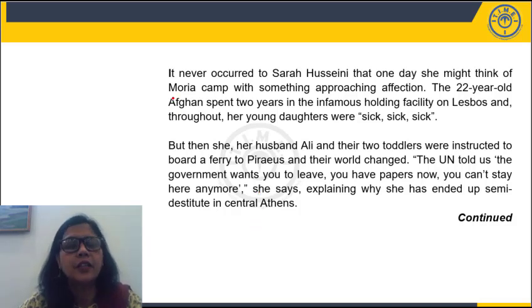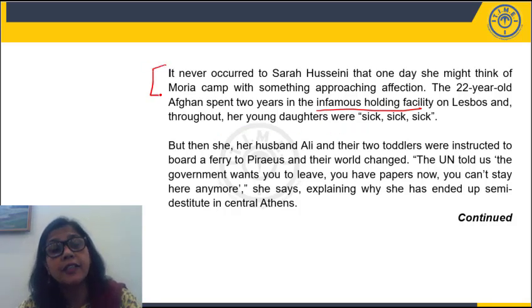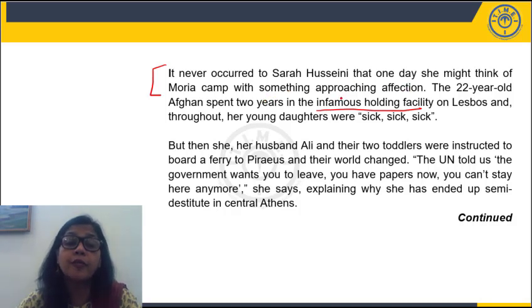So yes, the passage starts with, it never occurred to Sara Hussaini that one day she might think of Moria camp with something approaching affection. The 22-year-old Afghan spent 2 years in the infamous holding facility on Lesbos, and throughout her young daughters were sick. So the first sentence itself tells us that it never occurred to the protagonist over here, to Sara Hussaini, that one day she might think of Moria camp with something approaching affection. That means she did not harbor any nice feelings towards her stay in the camp.